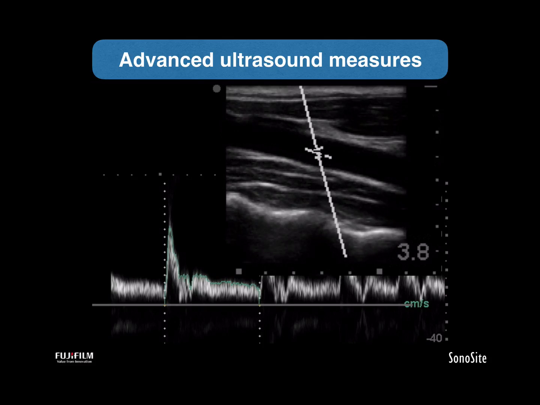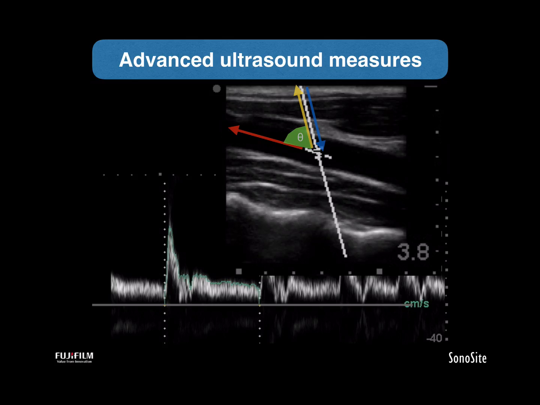So for instance, remember that Doppler depends on a frequency shift. So the sound beam will hit an RBC here and then bounce back. And it's this frequency shift due to the movement of the RBC that gives us our velocity measurement. However, the RBC is actually moving in this direction. So that shift is dependent on this angle theta right here.